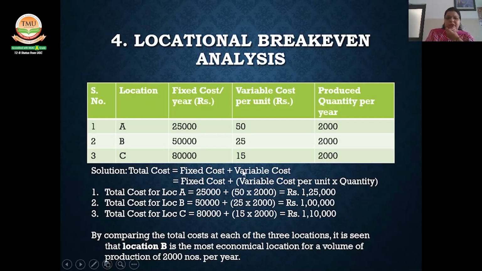2000 units multiplied by 50 rupees is 1,25,000. Okay, next is location B. 50,000 plus 25 multiplied by 2000 is equal to 1 lakh. Next, the total cost for location C is 80,000 plus 15 multiplied by 2000, which is equal to 1 lakh 10,000 rupees. So after the calculation of locations A, B, C, we will find which cost is low.